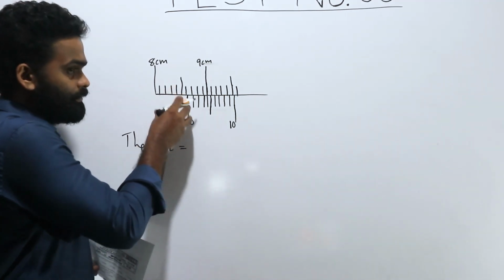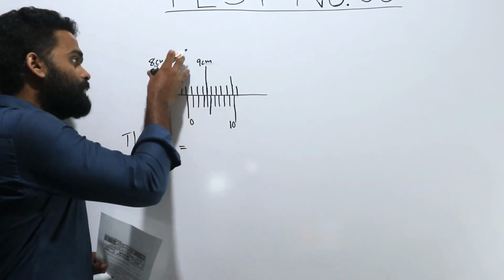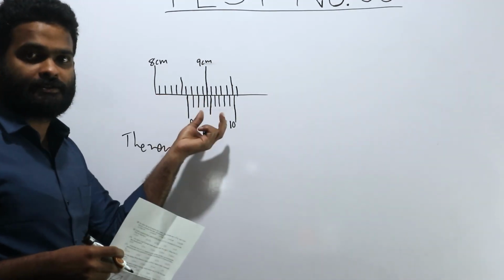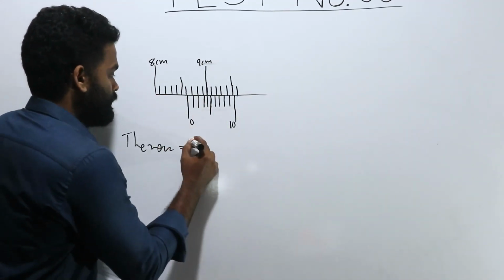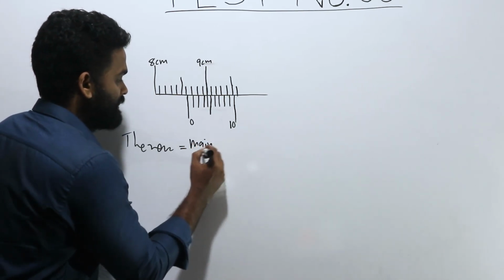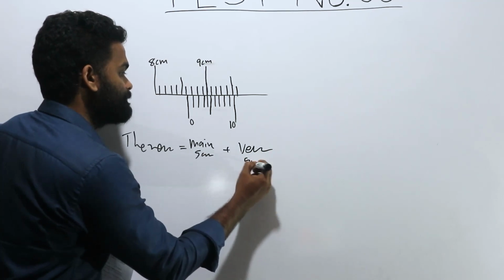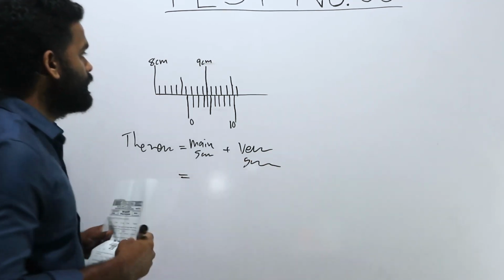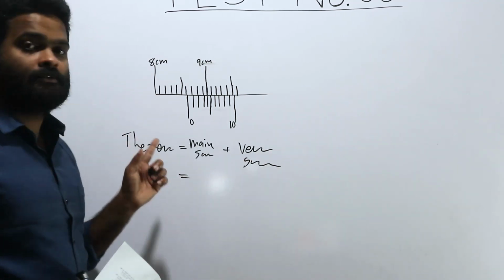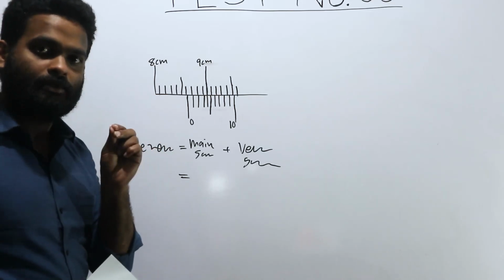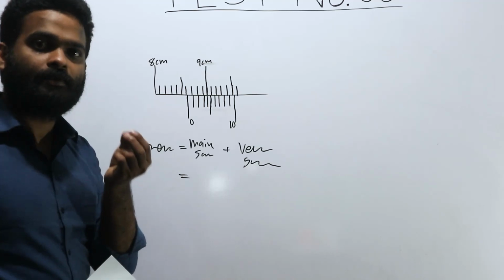There's a part of the reading that should be measured by the main scale. Then the other part should be measured by the Vernier scale. That is, main scale reading plus Vernier scale reading. So for the main scale reading, the first thing you have to do is to figure out the zero mark of the Vernier scale.